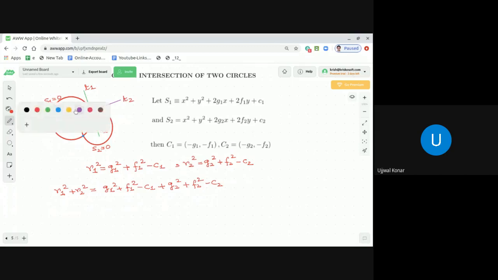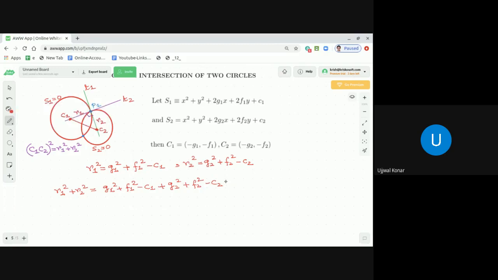So let me write in a different color. What I'm saying is that these two circles will be orthogonal to each other if C1 C2 whole square is equal to R1 square plus R2 square, because the angle is 90 degrees. By applying the Pythagoras theorem in the triangle C1 C2 P1, we get C1 C2 whole square equal to R1 square plus R2 square. Okay, dear students, so that we are getting.